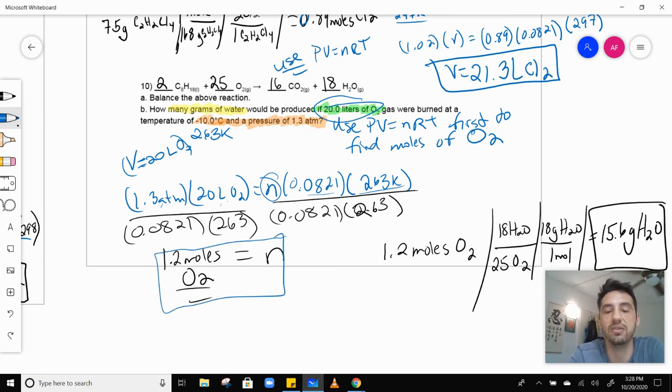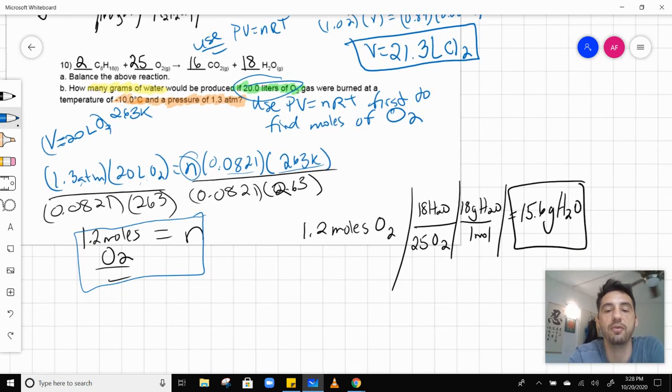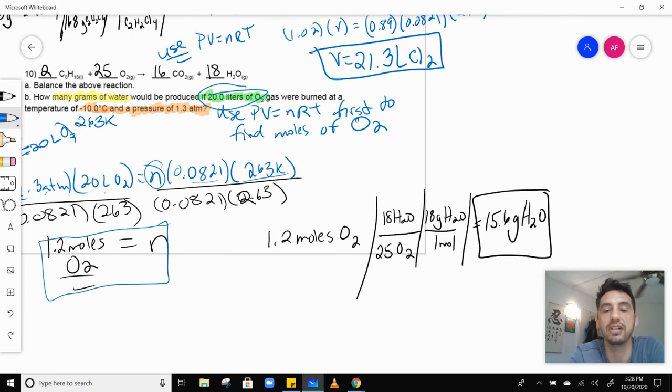That's not the answer though, because we have to then figure out, well, if we have 1.2 moles of O2, how many grams of H2O can we make? So we go from moles of O2 to moles of H2O using the molar ratio, and then from moles of H2O to grams of H2O by multiplying by the molar mass. Again, we get 15.6 grams of H2O.